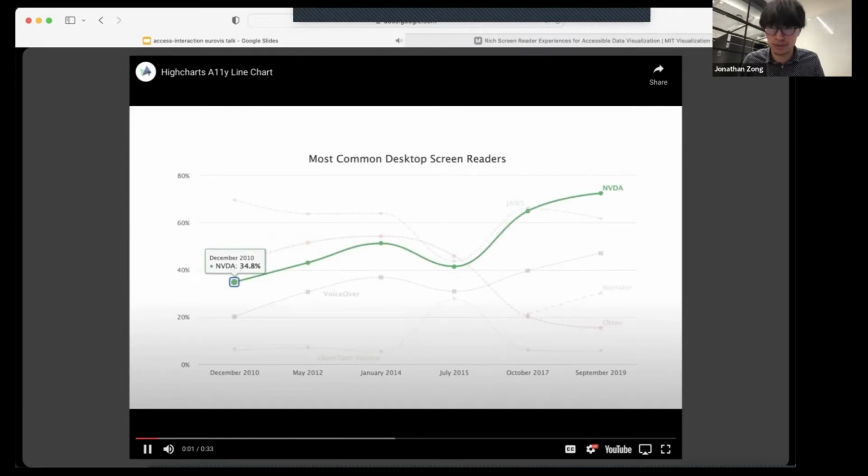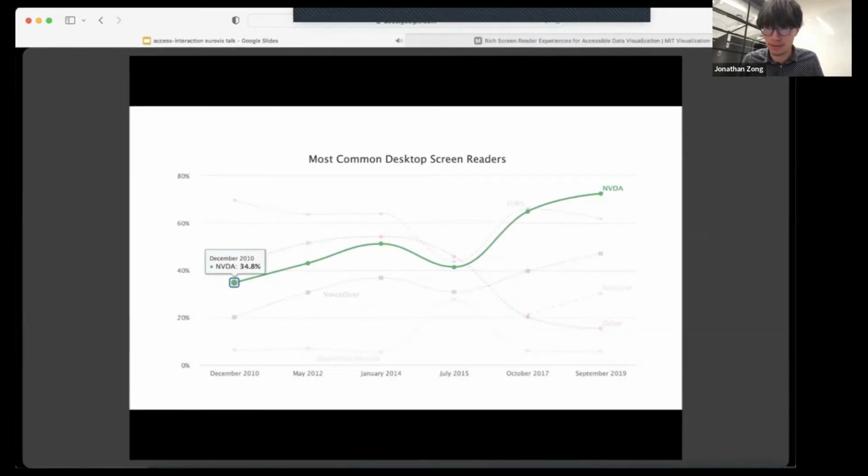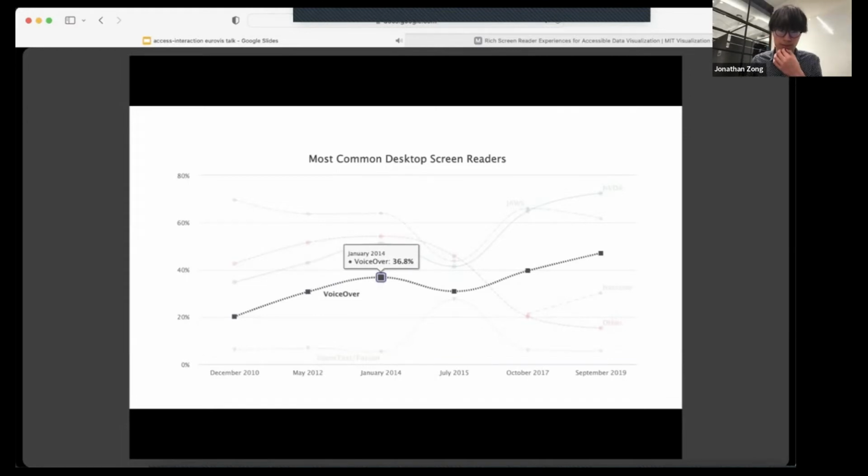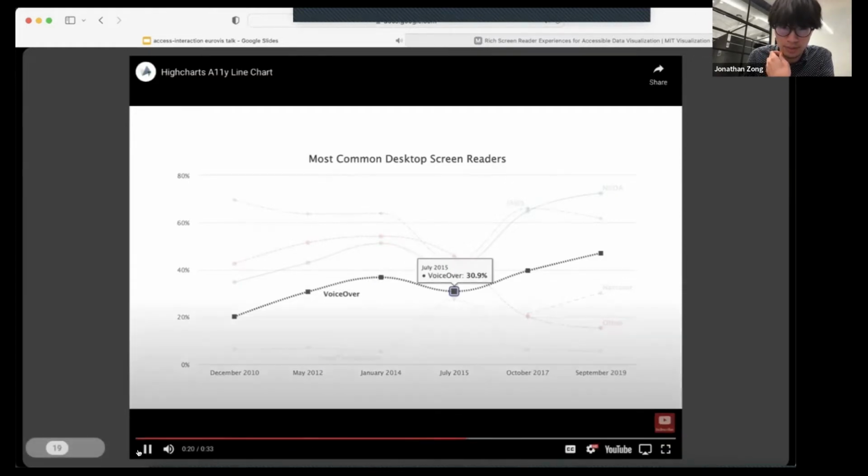1. December 2010, 34.8%. NVDA. 1. December 2010, 20.2%. VoiceOver. 2. May 2012, 30.7%. VoiceOver. 3. January 2014, 36.8%. VoiceOver. 4. July 2015, 30.9%. VoiceOver.